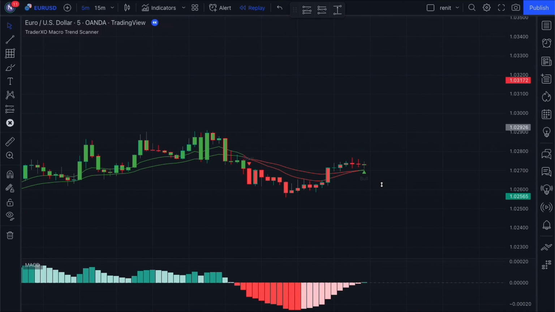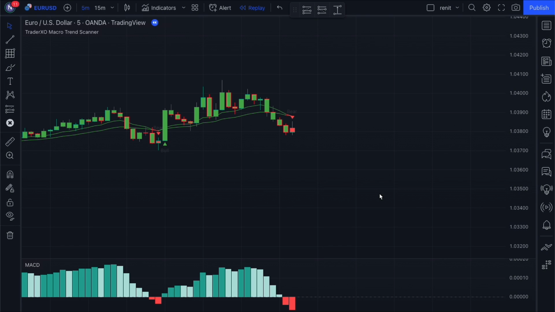Okay, here is actually a good example of a long entry you shouldn't take, but it still looks really decent. We see the TraderXO indicator issued a new bull signal. Our MACD indicator confirms the signal by showing full green bars above the zero level. However, even with both our main conditions met, if you look at the candlestick that the bull signal was issued on, it's red. This means our first condition is not fully met and we won't be taking this trade because the market trend is not confirmed.